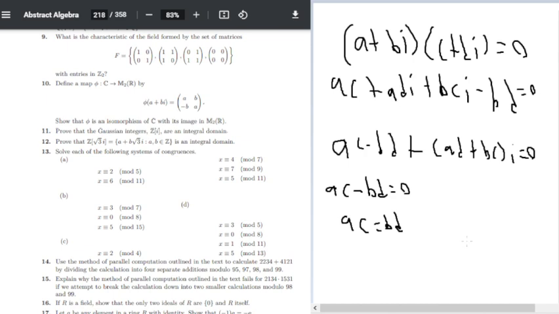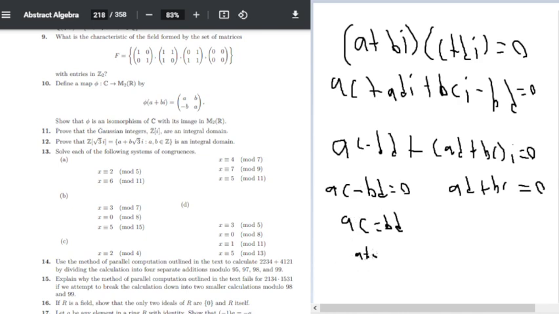Alright, so if both a and c are equal to 0, then either b or d is equal to 0. But that would just mean that one of these terms is 0, which means it's an integral domain. So we can suppose that, in this case, just by symmetry, a is not equal to 0.